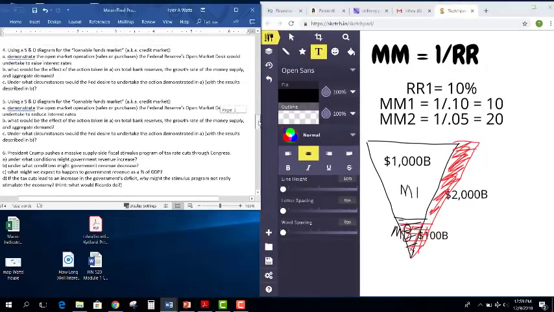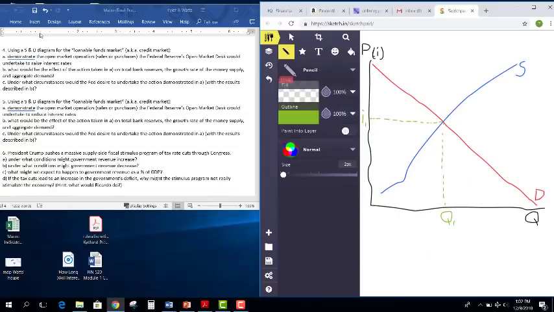Okay, let's go on to number 4. Okay, now number 4, it says using a supply and demand diagram for the loanable funds market or the credit market, which I've got set up here in the drawing tool. A, we're going to demonstrate the open market operation, sales or purchases, that the Fed is going to use to undertake to raise interest rates.